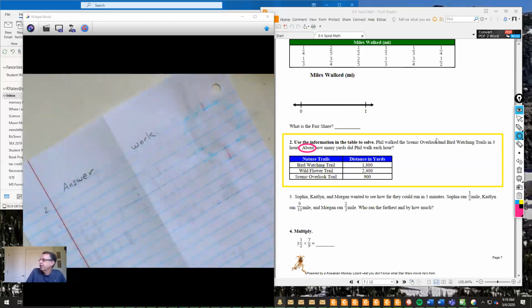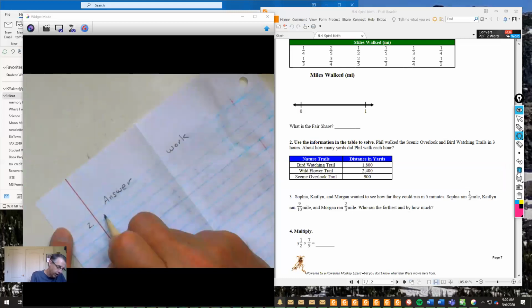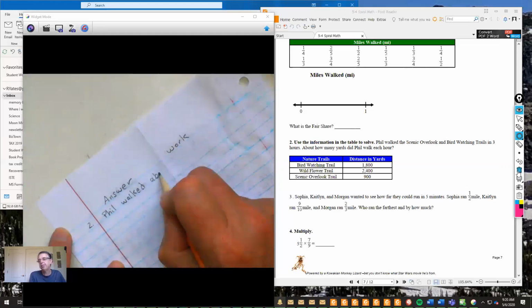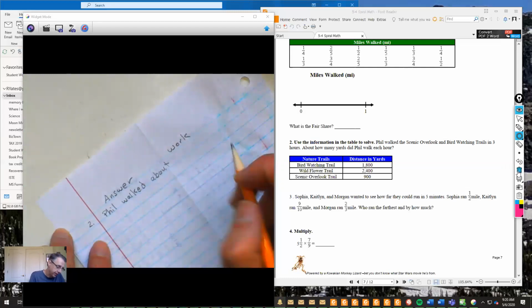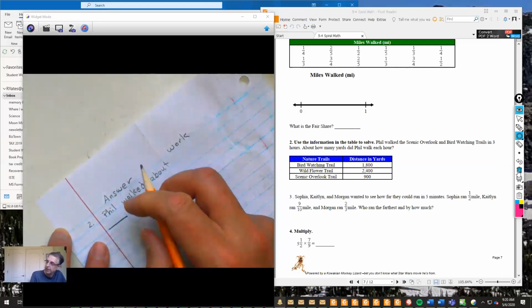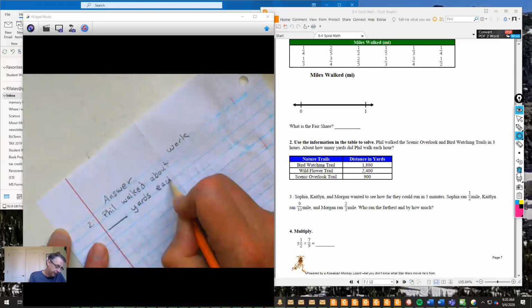What I want to do first, though, is get an answer sentence. So I'm going to say, about how many yards did Phil walk each hour? I'm going to say Phil walked about. And putting about in the answer sentence is going to remind me that it's important for me to round and estimate while I'm working on this problem. Phil walked about blank yards each hour. Okay, I've got my answer sentence ready.